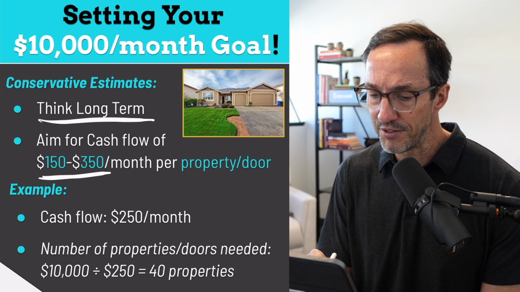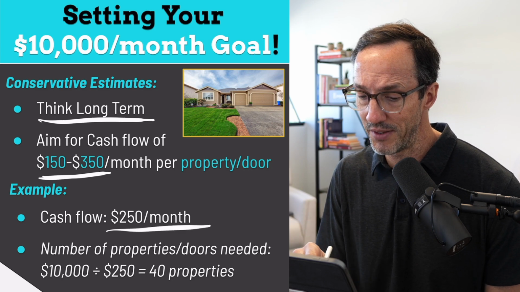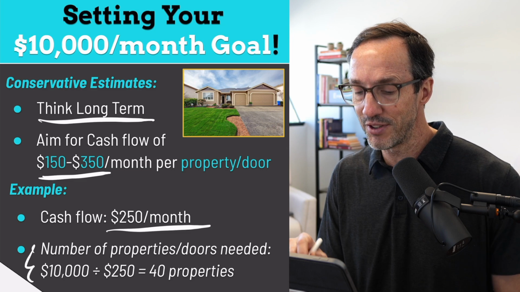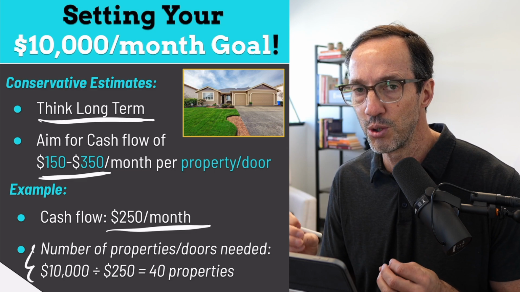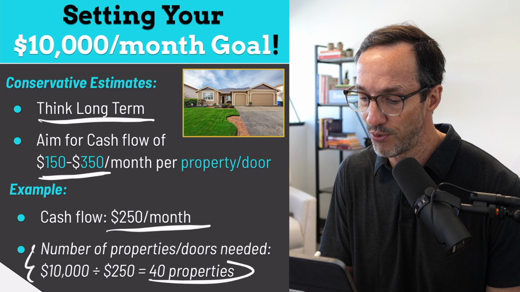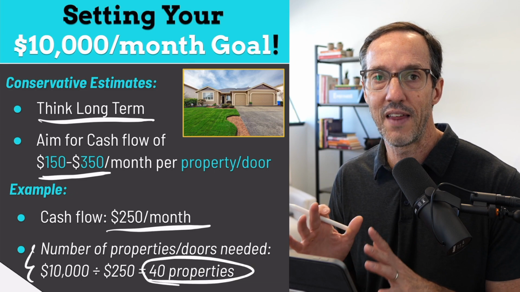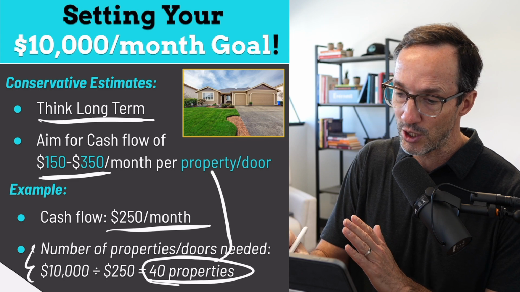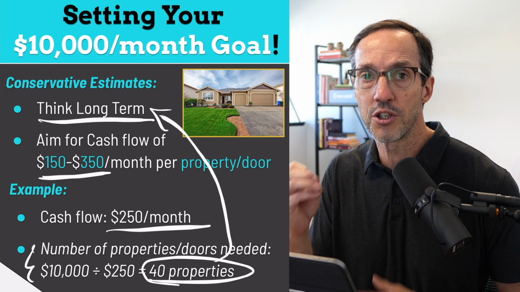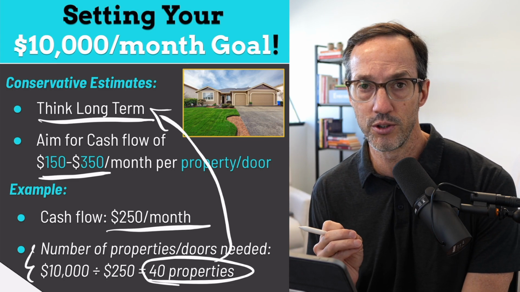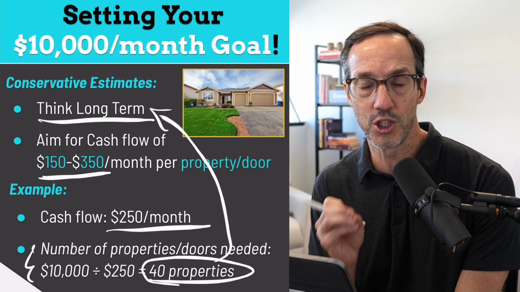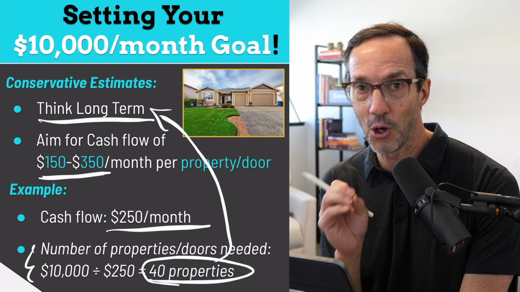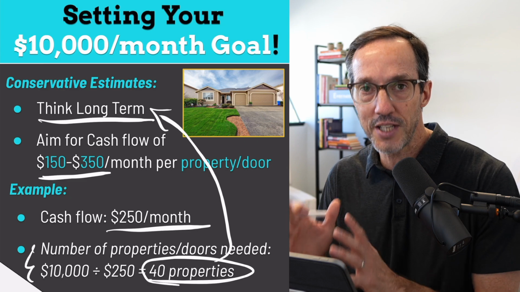And then, so you have this cash flow of $250 a month. If you wanted to get to 10,000 and you were just kind of sticking around 250, then that's going to equal 40 properties. Now, don't let that scare you. Remember, we got to go back up here. We're thinking long term. We're not thinking, how can I do this in 1 year? Now, you may want to quit your job in 1 year, but don't do it just yet. Take your time.